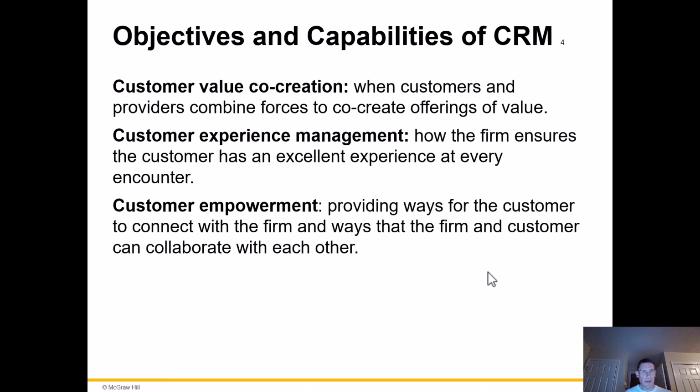With respect to customer value co-creation, this is when customers and providers combine forces to co-create offerings of value. The customer experience management, how the firm ensures the customer has an excellent experience at every encounter. And firms put a lot of time, effort, thought, and resources behind that. And also customer empowerment, providing ways for the customer to connect with the firm and ways that the firm and customer can collaborate with each other.